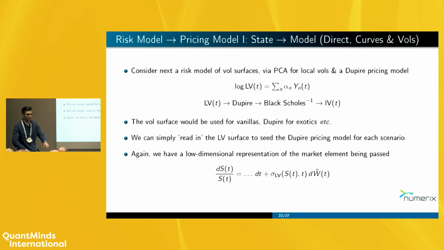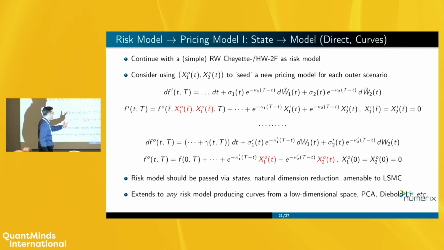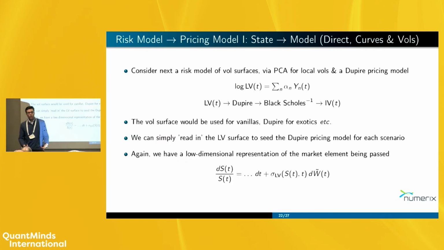And I should emphasize those states could be coming from anything. I'm using Hull-White for simplicity. They could be coming from a Diebold-Li, a 4-factor, or a 5-factor model. Who cares? But those factors are going to show up in here, and that's what you're going to condition on and project onto. And this will absolutely work. All right, you can do the same thing with local vols.